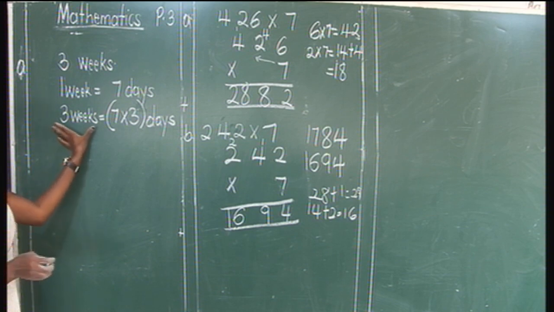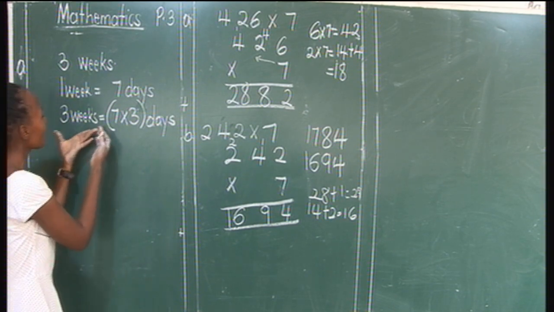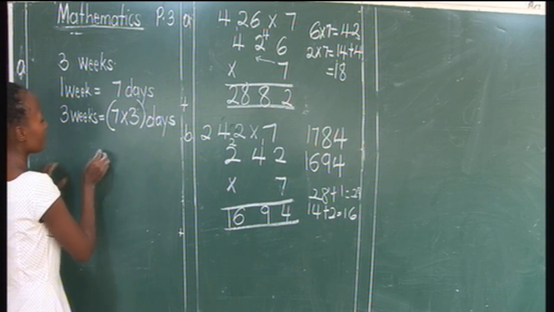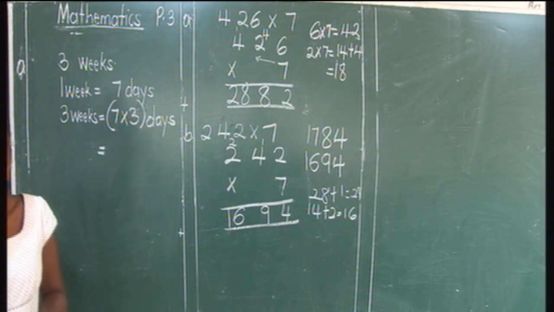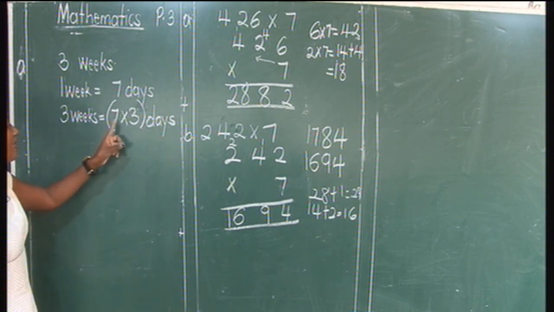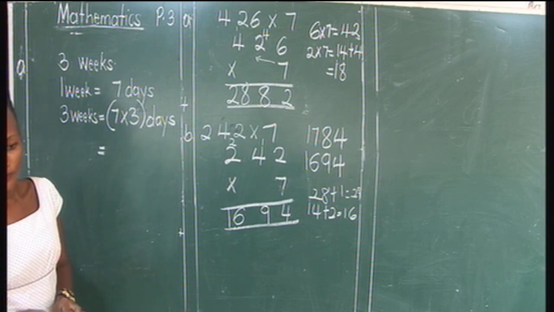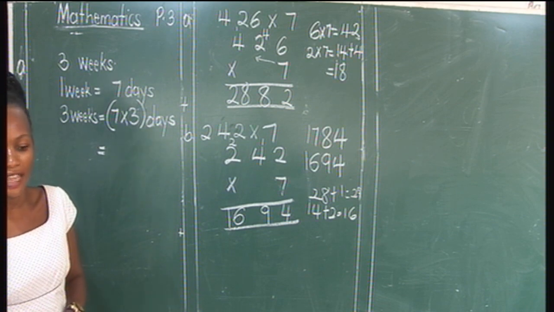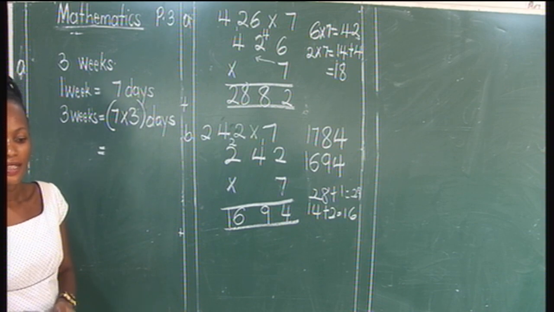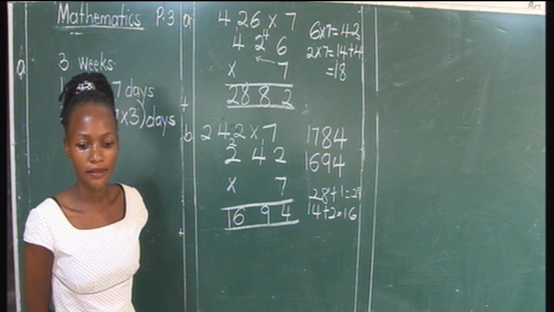They've given us the 3 weeks. They want us to change them into days. Now we are going to get these 3 weeks times the number of days in 1 week. That is 7 times the 3. What is the answer? Just multiply the 7 times the 3. That is table 3. 7 times 3. What do you get?